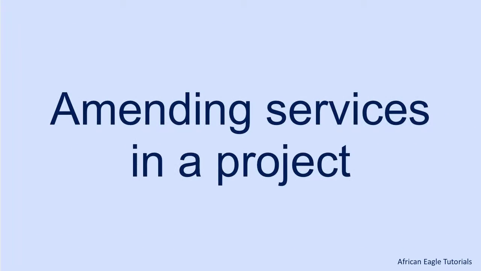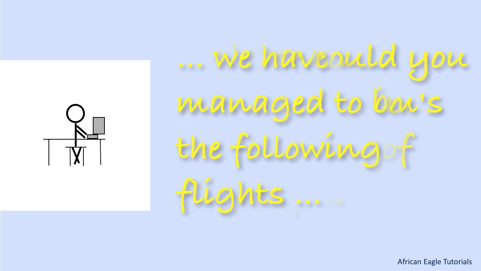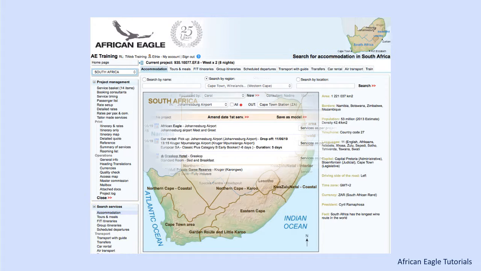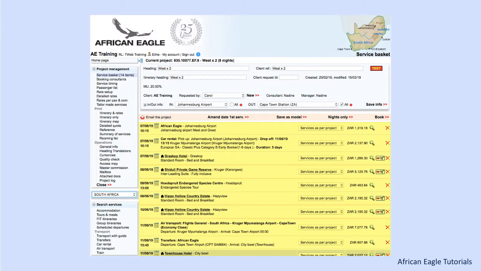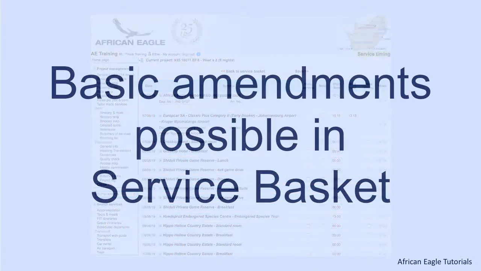In this video, I'm going to have a look at amendments to services in a project. Amendments to services in a project might be necessary for a number of reasons: if you make a mistake, if the client requests changes, or due to the evolution of a project as more information becomes available. Adding any different or additional services is done from Search Services. Amending services already in the project is done from Service Basket or Service Timing.